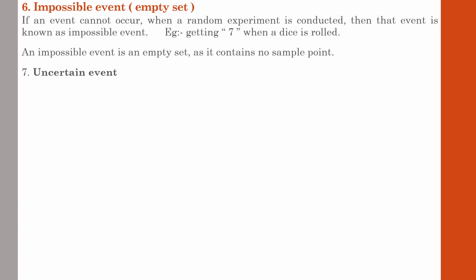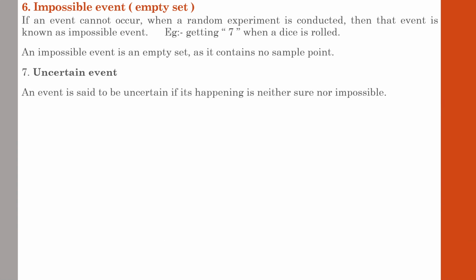Next one, uncertain events. An event is said to be uncertain if its happening is neither sure nor impossible. It may or may not happen. We don't know whether it happens or not. That is, the happening of an uncertain event cannot be predicted. With an example, you will get a clear picture. Getting a white ball from a bag containing white and black balls is uncertain.